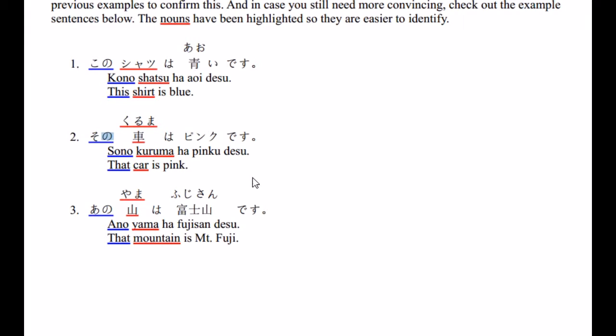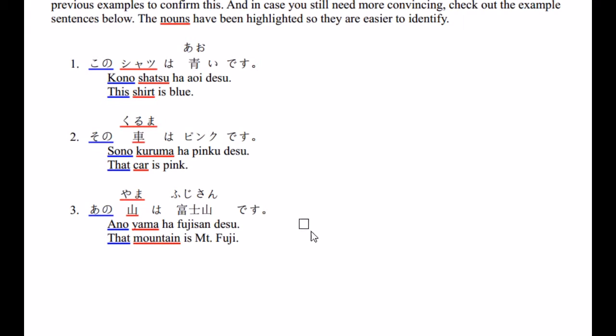And because the car is not near me, I use so. Sono kuruma, that car. And number 3, ano yama wa fujisan desu. Ano yama wa fujisan desu. So yama means mountain. And of course, it's a noun, so we need no.